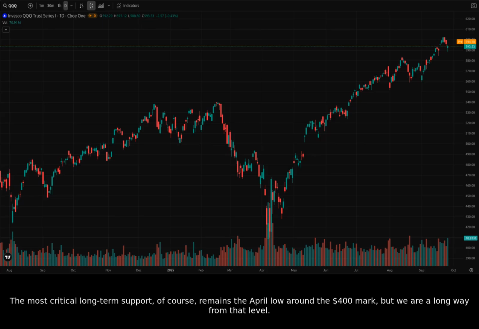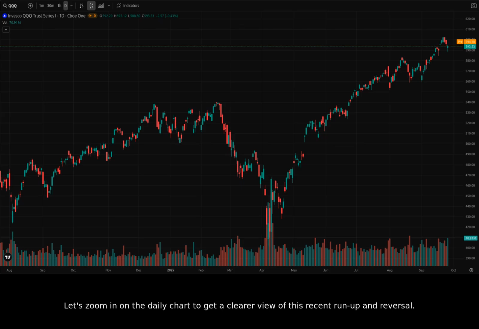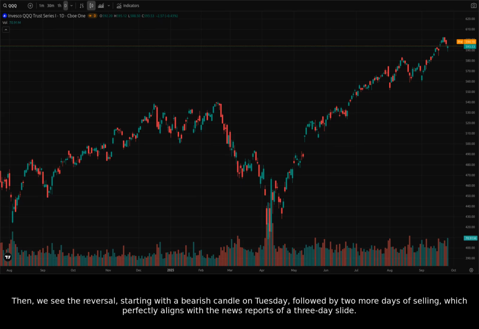but we are a long way from that level. Let's zoom in on the daily chart to get a clearer view of this recent run-up and reversal. Focusing on the action since the beginning of August, you can see the steady climb that accelerated in September. This climb culminated in that peak above $602 on Monday. Then, we see the reversal, starting with a bearish candle on Tuesday, followed by 2 more days of selling, which perfectly aligns with the news reports of a 3-day slide.